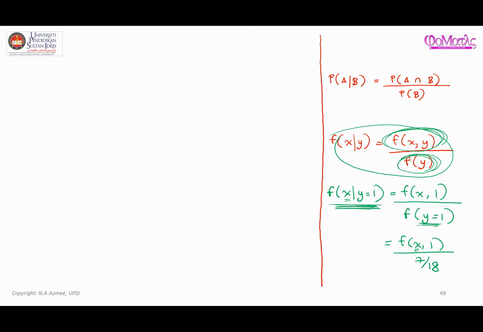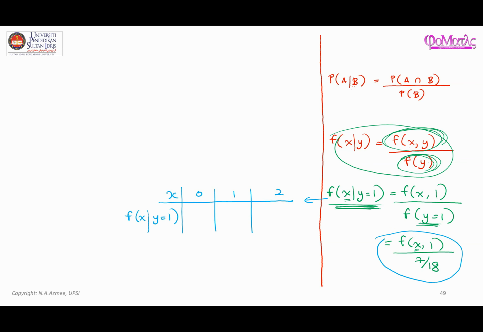So what we have is, now I'm going to construct a table for that. So here is the value of x. X can be 0, 1, and 2. Okay, and we're going to focus on finding the value of the conditional distribution when y is equal to 1. So we're going to focus on calculating this part and putting it onto this table.